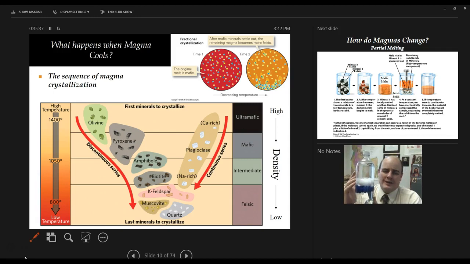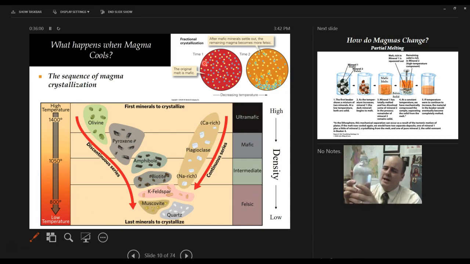But it's also a great way for us to understand the sequences of how magmas cool off. So if the original melt is mafic, we have lots of felsic minerals in it as well, right? That's my initial melt with all the material inside of it. But as soon as it starts to cool off, notice the mafic materials will fall to the bottom because they're denser. The felsic materials will float to the top because they're less dense.